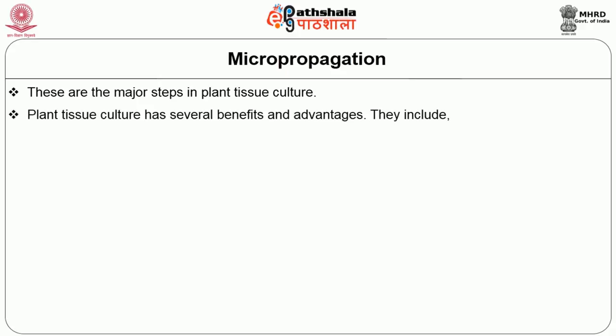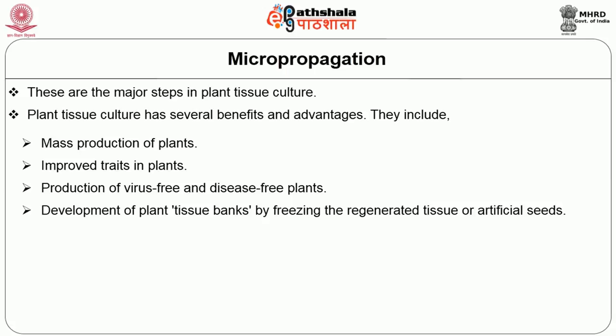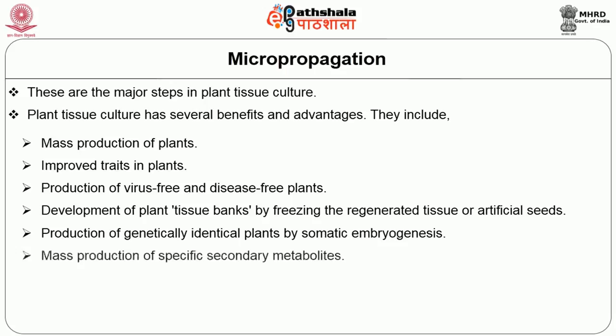Plant tissue culture has several benefits and advantages, which include mass production of plants, improved traits in plants, production of virus-free and disease-free plants, development of plant tissue banks by freezing the regenerated tissue or artificial seeds, production of genetically identical plants by somatic embryogenesis, mass production of specific secondary metabolites, year-round production of plants and their products, and preservation of endangered plant species. Thus, in this module, the various steps involved in the mass propagation of plants from explants have been considered. Plant tissue culture has several applications in the field of food and nutrition, which we shall consider in the next module.